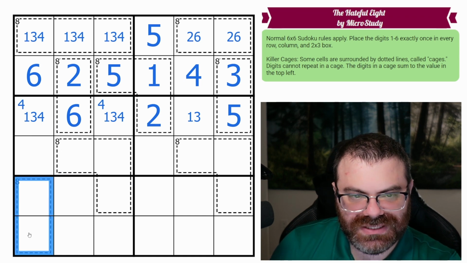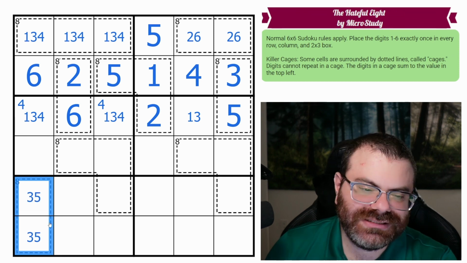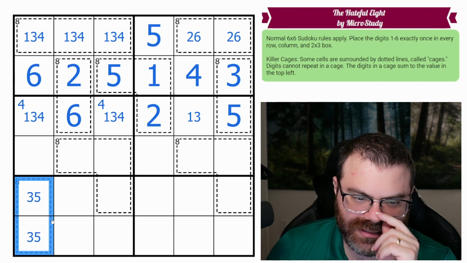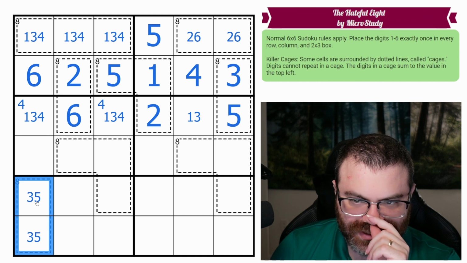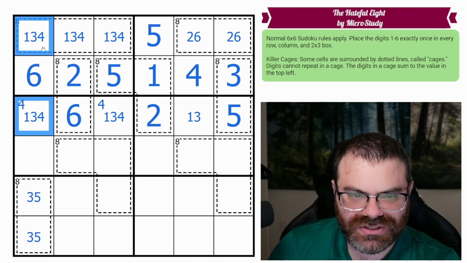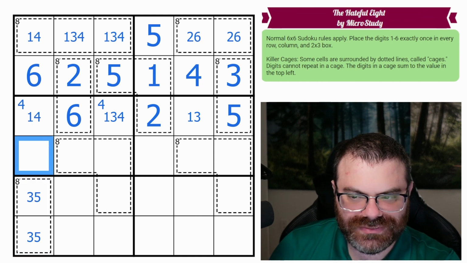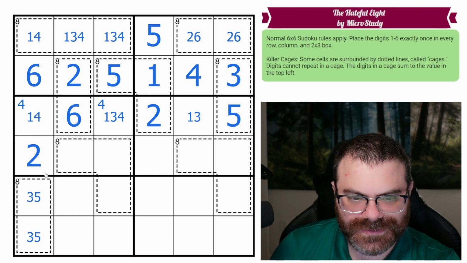Does it have to do with this 8? The 8 can't be 1, 7. It can't be 2, 6. So it's 3, 5 only. Okay, gotcha. Yeah, it's hard to remember that in a 6x6 there's only 2 ways to add to 8. You can do 3, 5, or you can do 2, 6. That's it. So these aren't 3s, and then this is the 2.